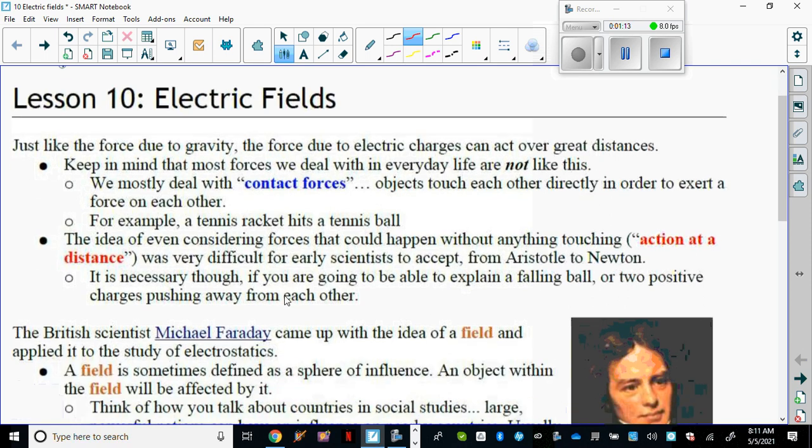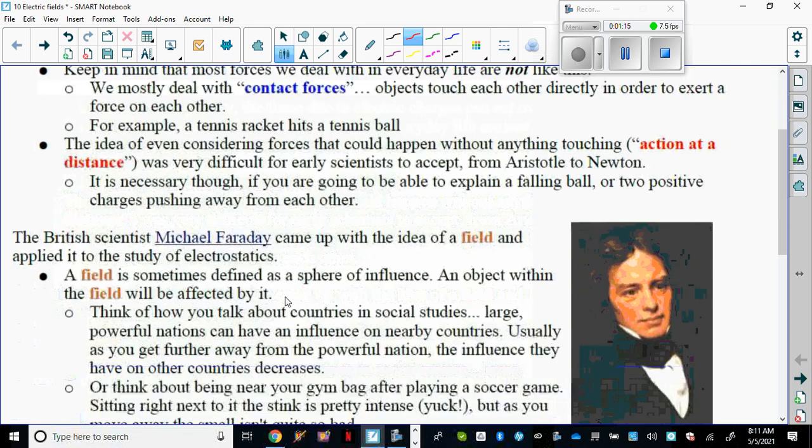Without going into reading your notes, because you can do that, here is an important concept. Electric fields are action at a distance. Same with gravitational fields. Then we talked about Michael Faraday, whom we'll talk more about later in the course, but he's the British scientist that came up with the idea of a field. And here's a basic definition. A field is sometimes defined as a sphere of influence. An object within the field will be affected by it.